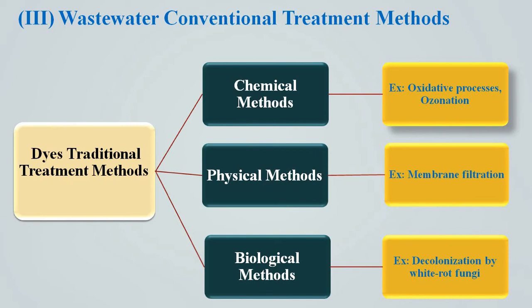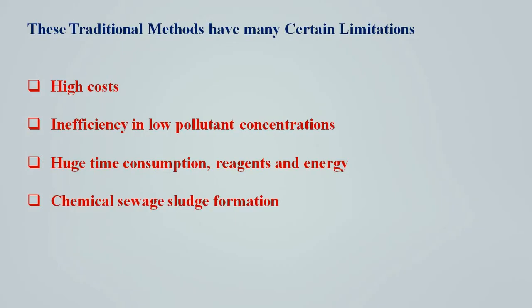Chemical methods are mainly oxidative processes and ozonization. Physical methods include membrane filtration, the famous one. Biological methods include decolorization by white-rot fungi. And many of these methods have critical limitations.